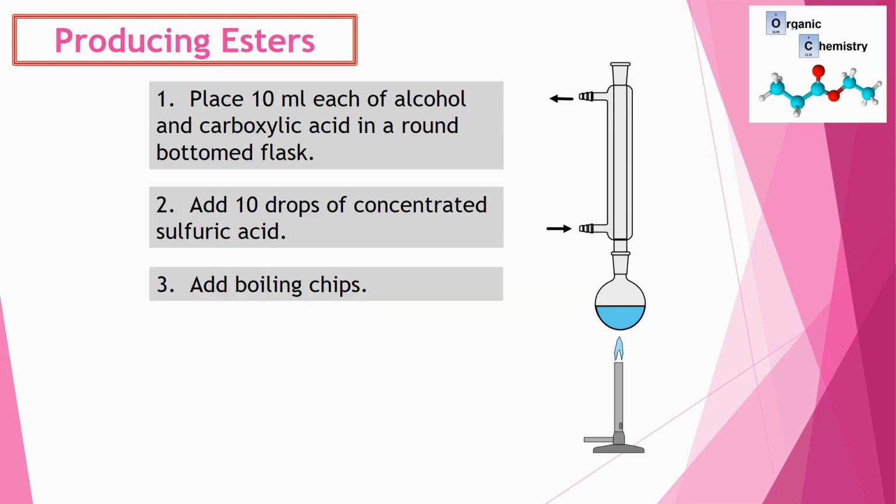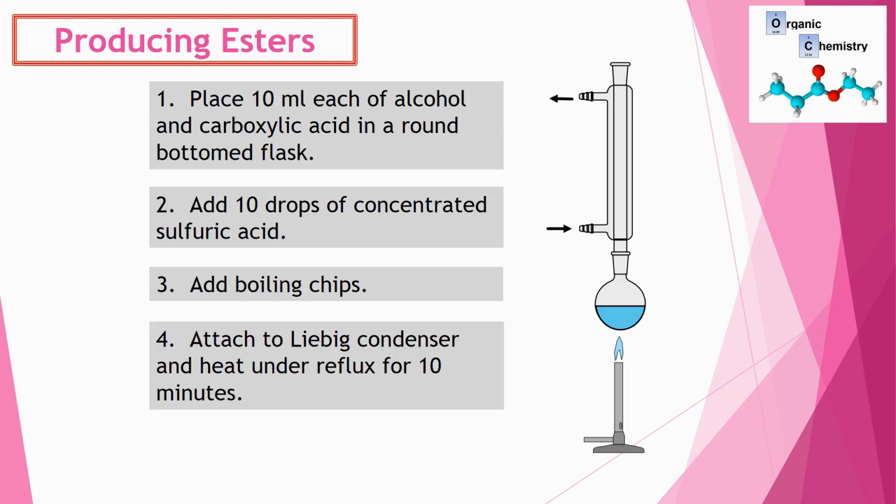We put some boiling chips, some small bits of quartz, in here to stop the bubbles from being too large, so it doesn't over bubble. We just get small bubbles coming off. We attach the Liebig condenser, of course, to collect any volatile gases that might be coming off, making them drip back into the mixture, and we heat it for 10 minutes.